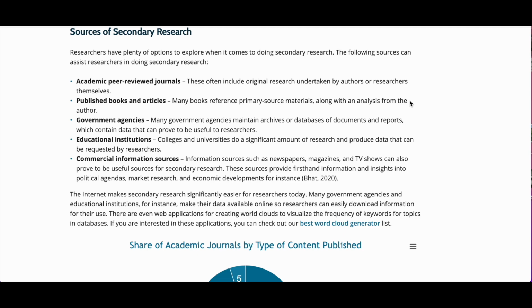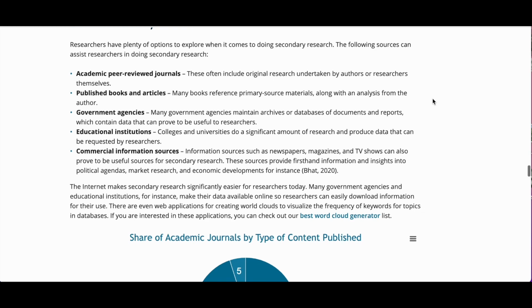So, if something has gone through the publication process with a major publisher, we can kind of grant it some level of authority there. Government agencies, any website that ends in a .gov, you're probably going to get good information from. Educational institutions like colleges and universities. Of course, we in the academy think that above all, we have a good credibility. And then commercial information sources.